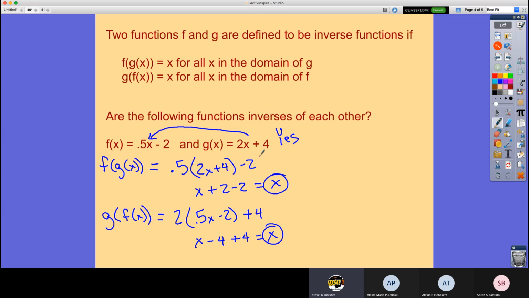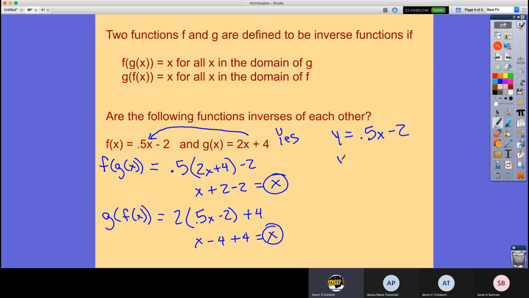We talked about this before. It's a two-step problem to find an inverse. What are those 2 steps? Switch what? Switch the x and the y, and then solve for y, right? So say we did that for this first one. Remember, f of x is the same as y. So we've got y equals 0.5x minus 2.